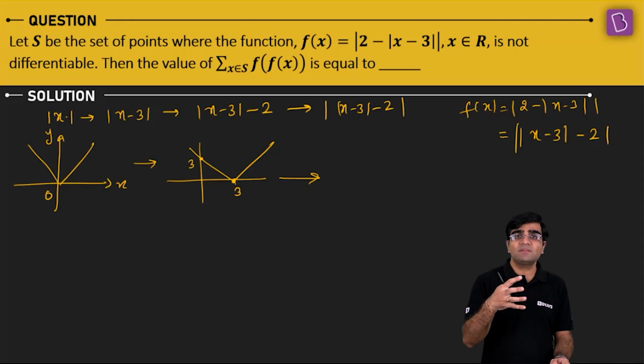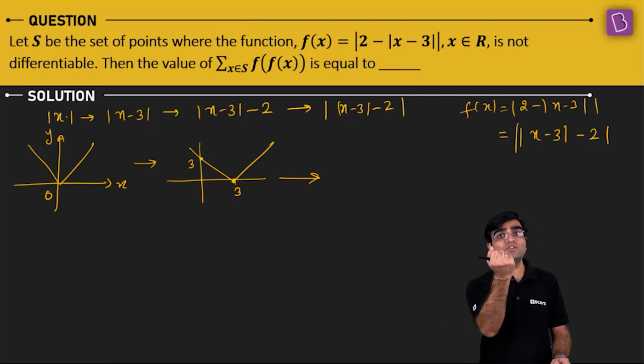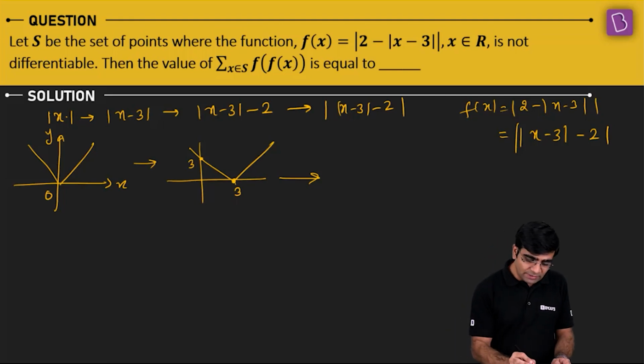See, from mod x to mod x minus 3, I just shifted the graph by 3 units to the right side. Simple transformation, right transformation. Then for mod of x minus 3 minus 2, the whole graph has to be pulled down by 2 units, right? So the entire graph will be pulled down by 2 units. Okay, so let's quickly pull it out.